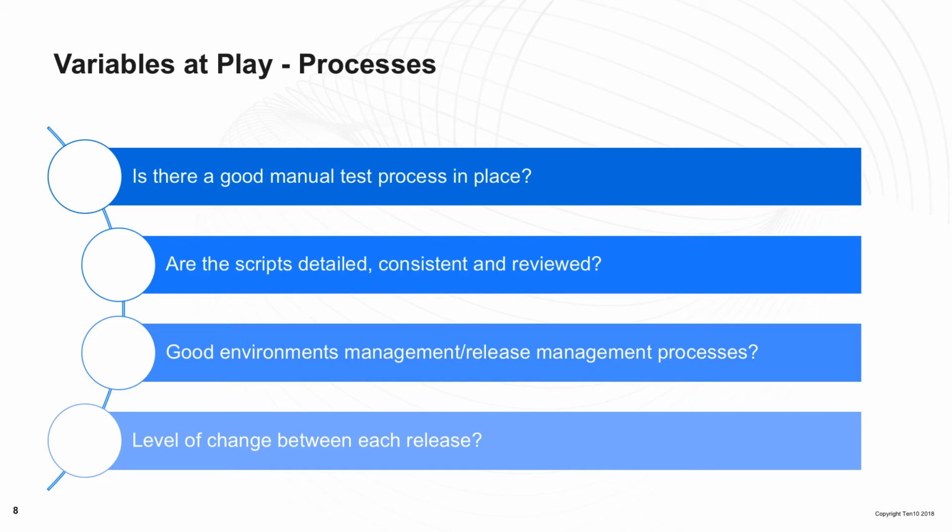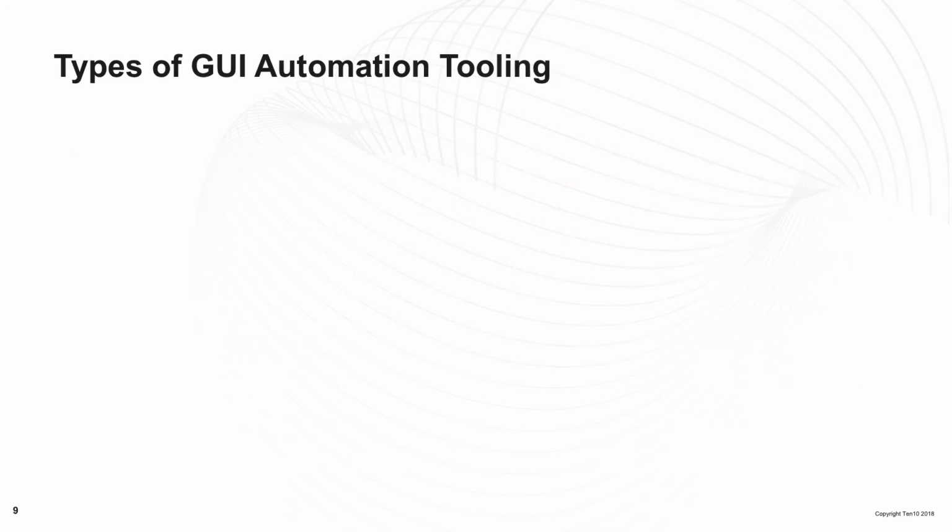I just want to spend a minute looking at the different types of GUI automation tools. Fundamentally, there are two broad approaches to GUI automation. Both have their relative pros and cons, depending on the variables that we've just described. So let's have a look at these in a little bit more detail.